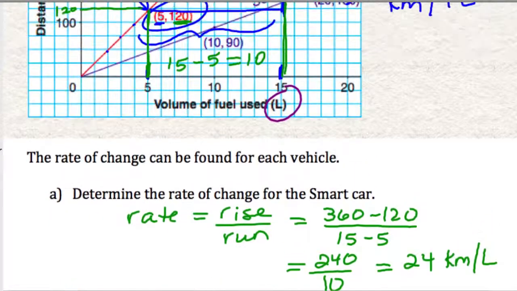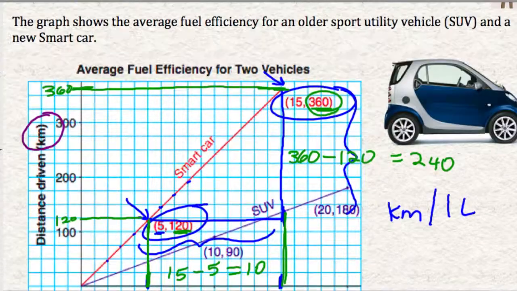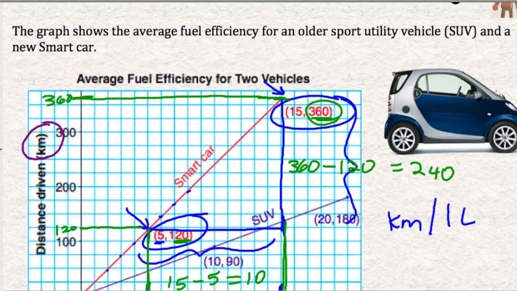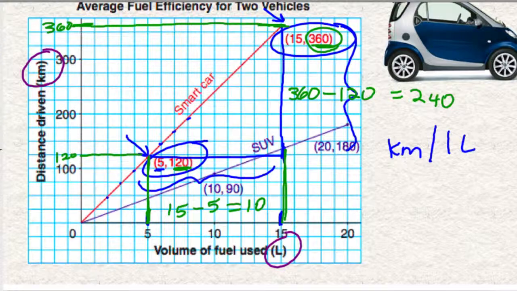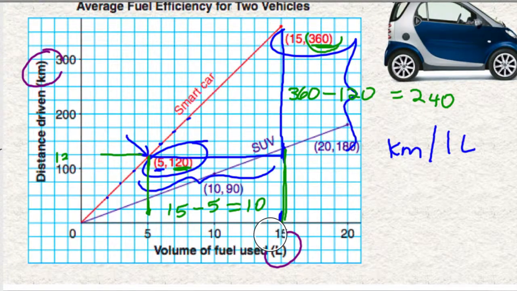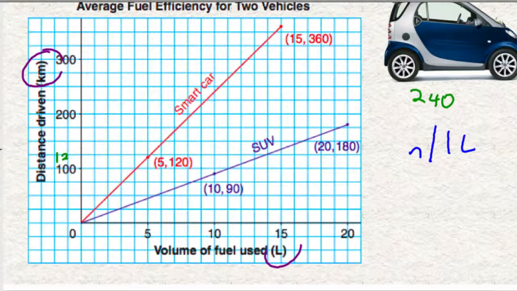When we look back up at the SUV, that was the purple line that was down lower. What I want you to know right away is that the rate of change for the SUV shouldn't be 24. So this is that slope. 24 is the slope of the smart car, the rate for the smart car. This is obviously going to be lower.